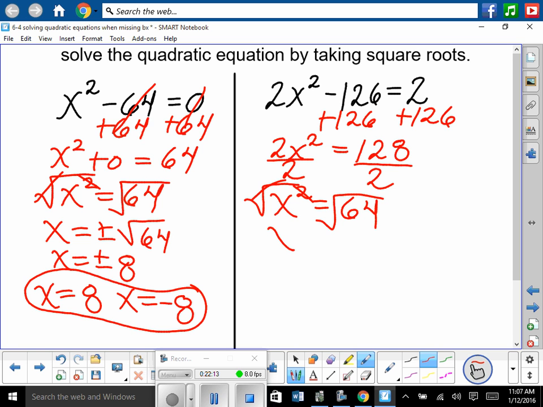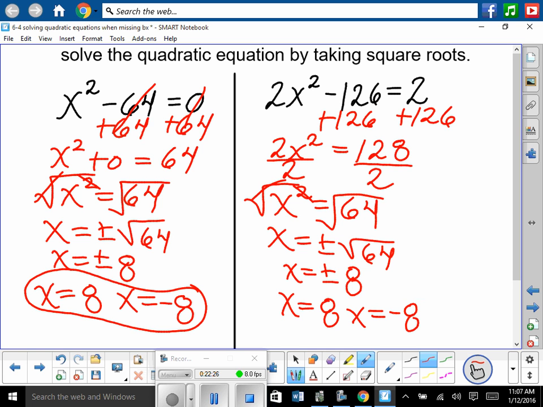So our root cancels out with our power. X is equal to plus and minus the square root of 64. So x is equal to plus and minus 8. So that's positive 8, negative 8. X is equal to 8. X is equal to negative 8. Questions?